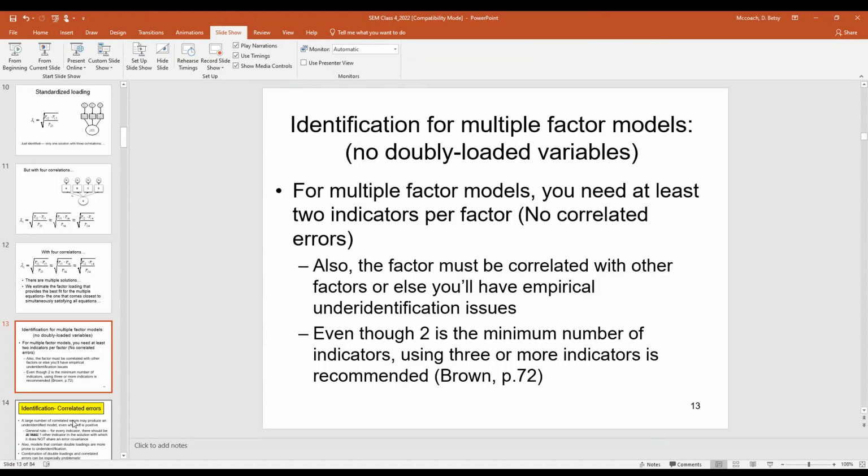I'm not suggesting that's a good model, by the way. That's a pretty paltry way to think of this from a construct validity standpoint. Are you really capturing this robust and interesting latent variable with 2 indicators? Maybe not. So I'm not saying 2 is a great number, I'm just saying 2 is the minimum. Generally speaking, though, you'll see people recommend, even with multi-factor models, that it's better to have 3 or more indicators.